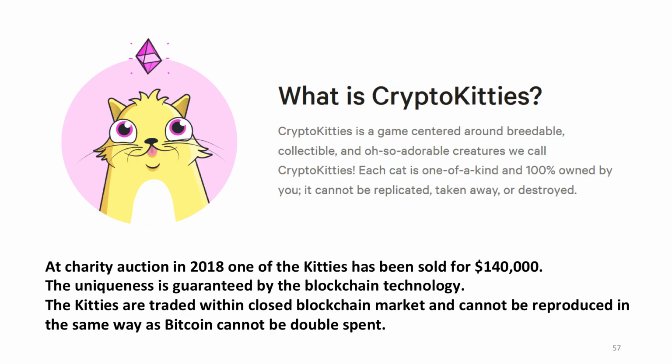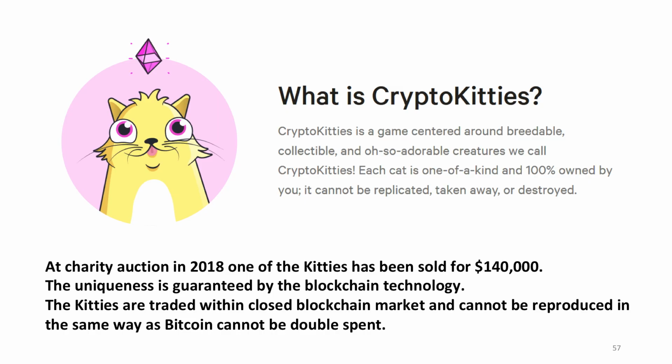An interesting, curious application in cats. So people created this game of CryptoKitties, and you play this game, and the result is some sort of CryptoKitties that they can proliferate, they multiply, they do all these things. In 2008, one of the kitties was sold for $140,000.